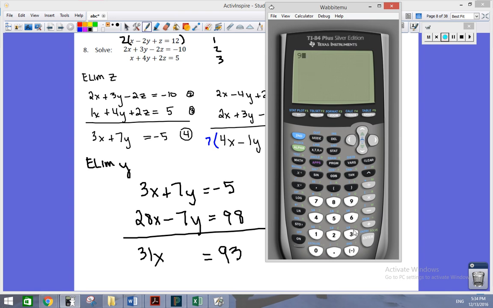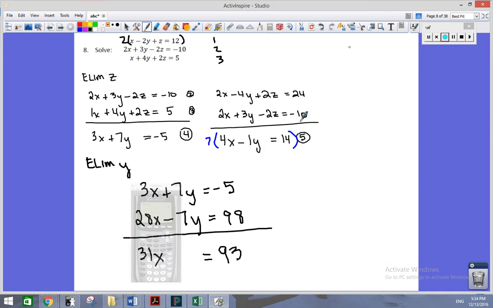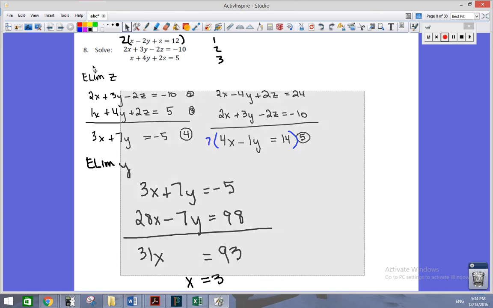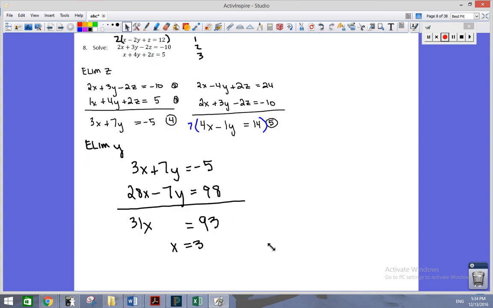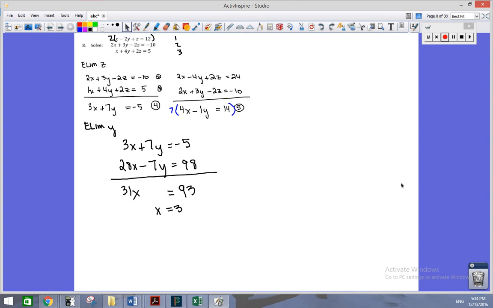Alright, we've got to make sure that we use the calculator efficiently. Divided by 31. Hey, we get 3, which is what I knew we would get. Alright, so I'm part way to my solution. I'm a third of the way, because since I had 3 variables, they want x, y, and z. So I just figured out what x is. So I can come back and use equation 4 or equation 5 to figure out what y is. Since that's just a minus 1y, I'm going to use equation 5.